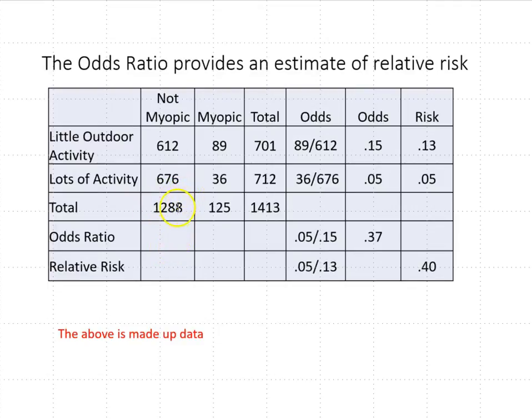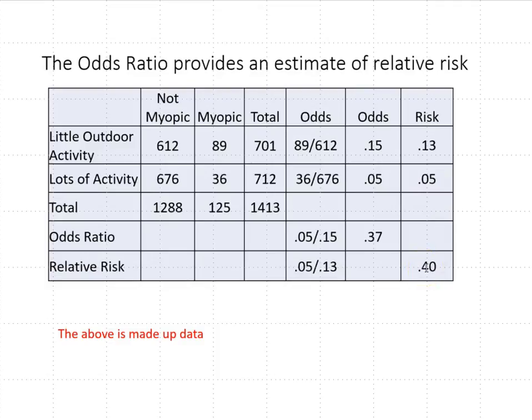But consider that we had 1,288 children that were not myopic and 125 that were. And that 701 had little outdoor activity and 712 had lots. So if we were going to calculate the risk of becoming myopic with little outdoor activity, you would divide 89 by 701 and get a risk of 0.13. If you had lots of activity, your risk of becoming myopic was 36 divided by 712, or 0.05. And the relative risk is lots of activity divided by little activity risk, and you get 0.40.